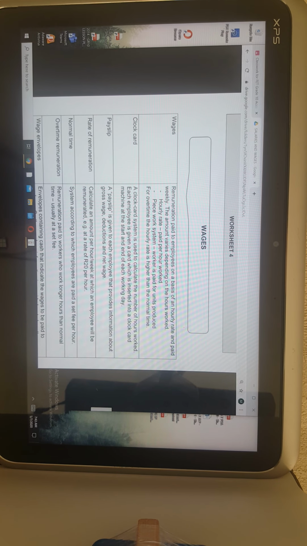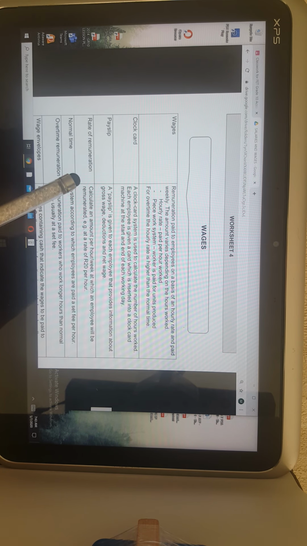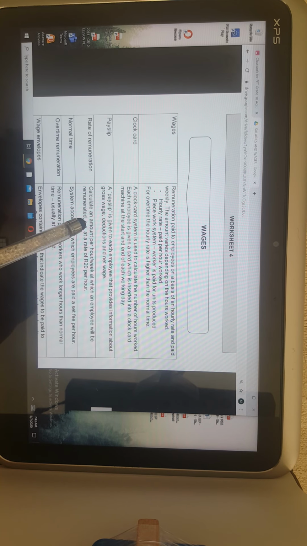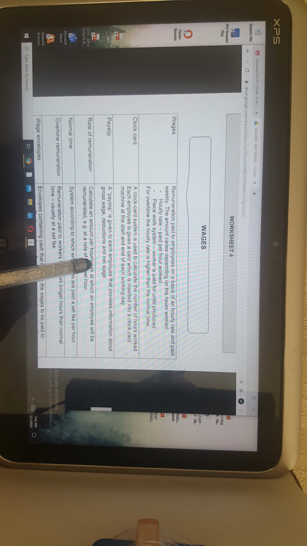This is usually in a big company. We have to keep track of a lot of people's wages. So the machine and the clock cards are keeping track of it, right? Then you have a pay slip, like a salary slip, but this is for wages. You give it to each employee. It provides information about the gross pay, the deductions, and the net wage, right?